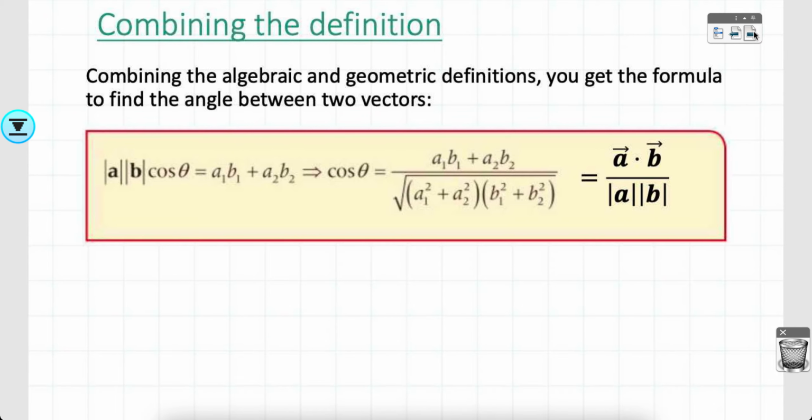So now we're going to combine the different definitions. So we have this first definition and this was the other definition. And if I combine them together, I can actually use them to find the missing angle, for example. So cos theta will just be you taking the components multiplied together divided by the magnitude of each vector. And if I need the angle, I'll take the cos inverse of that.